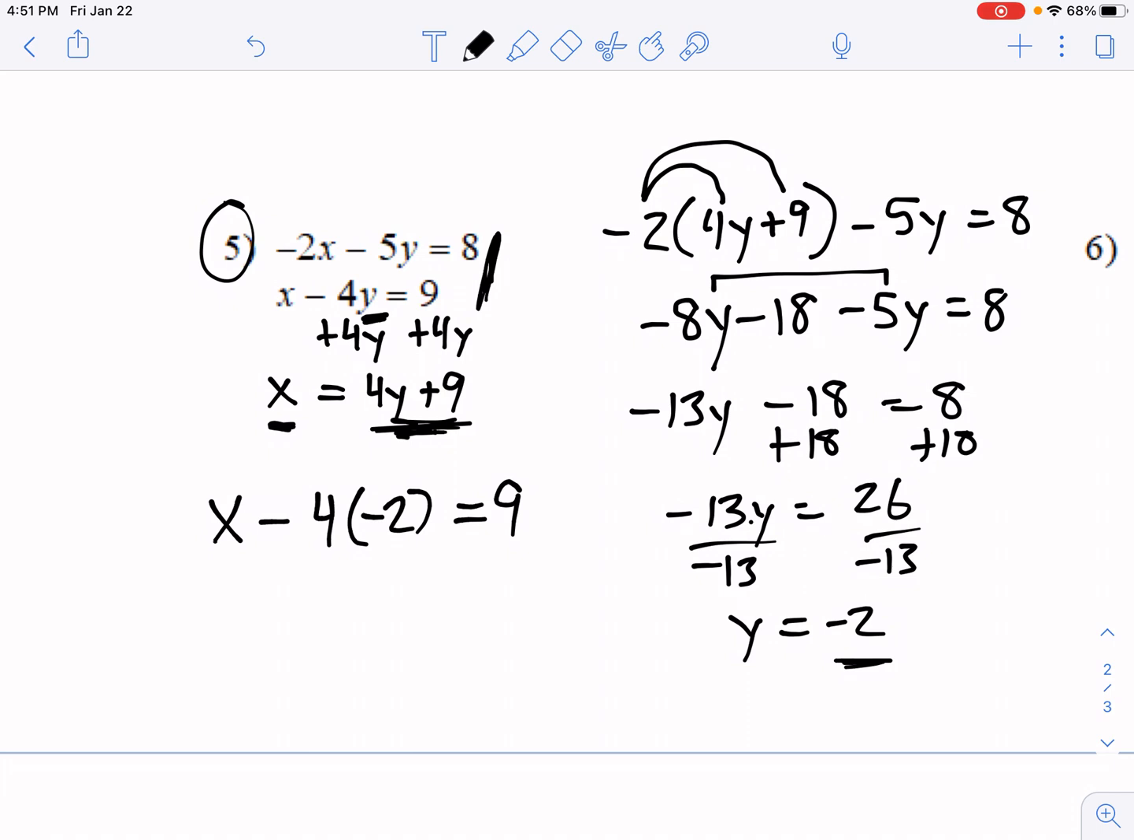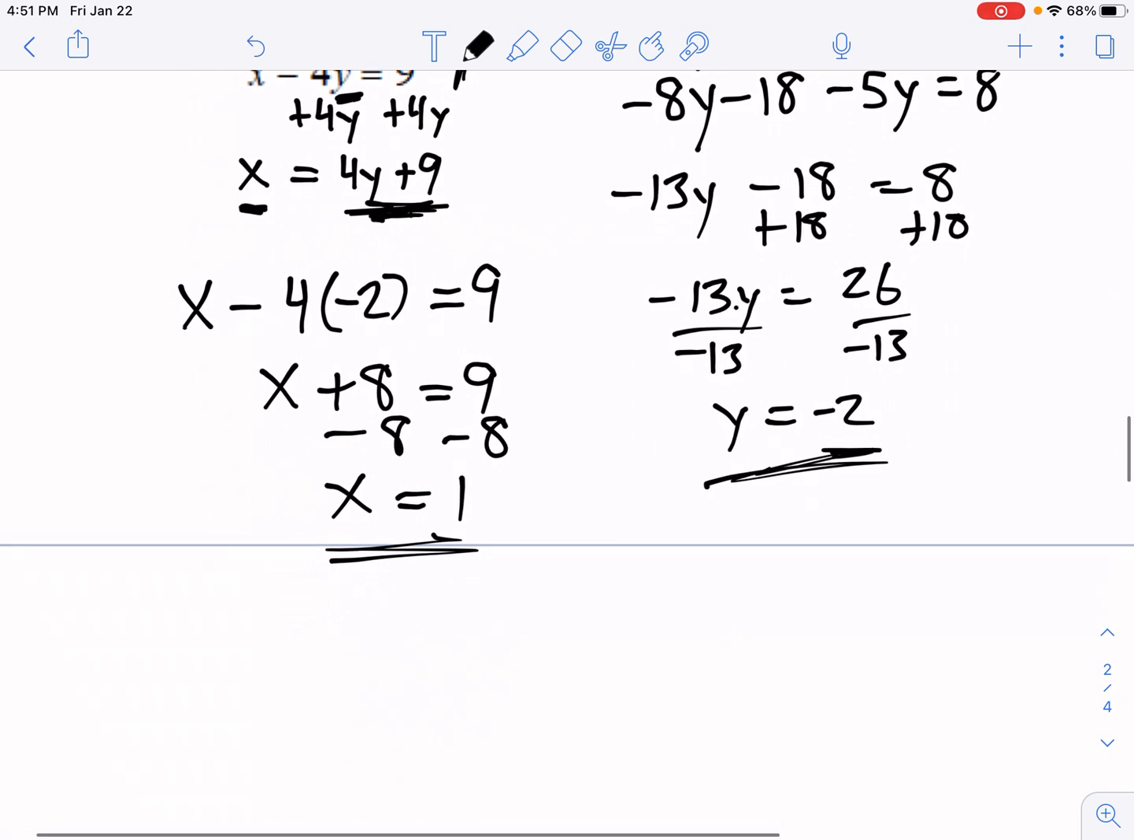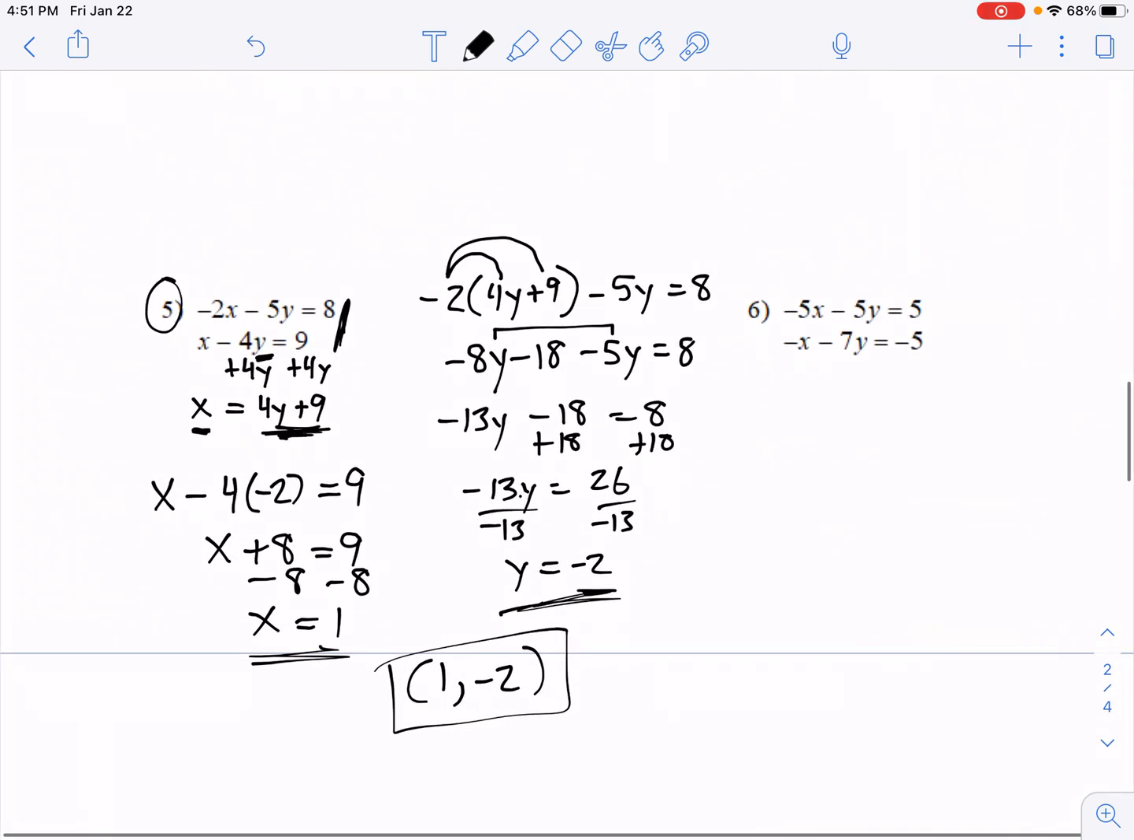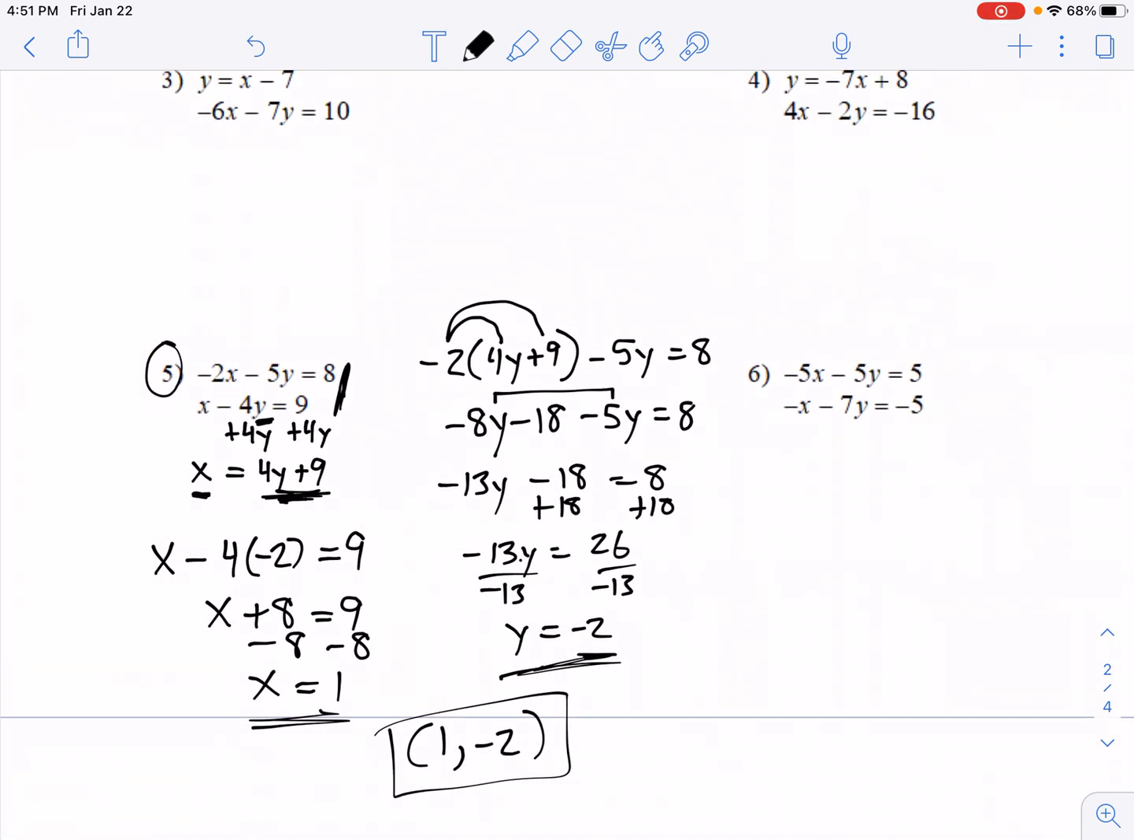Now plugging that in, we just need to solve for x. Notice I have 4 times the -2, or we could think of it as a -4 times the -2. Two negatives make a positive, so I have x plus 8 equals 9. Subtracting 8 from both sides, we get x equals 1. So now I have x, now I have y, so the solution is 1, -2. So my solution, the point where both of these equations, if we were to graph their lines on the coordinate plane, intersect, is 1, -2.